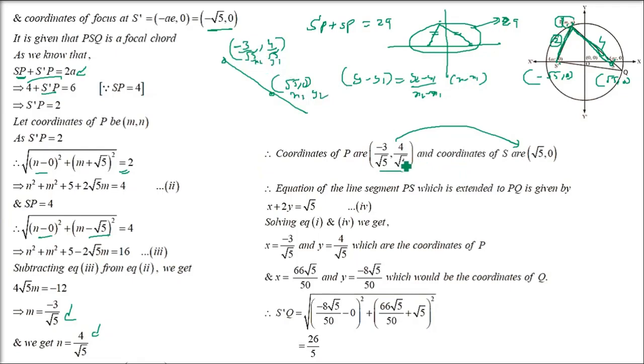You can take x1, y1, x2, y2 like this. So you will get an equation. What is the equation? x plus 2y equals root 5. This is the equation you are going to get. Now this equation you are going to put in the ellipse. I hope you got the idea.